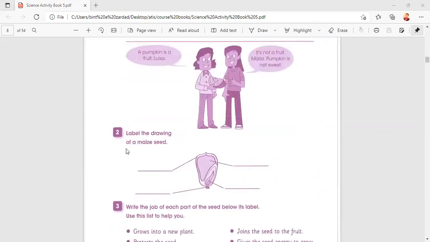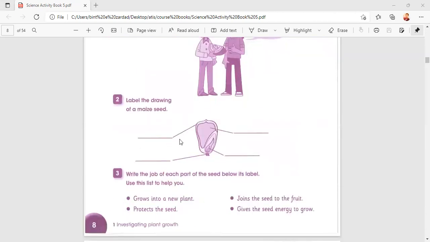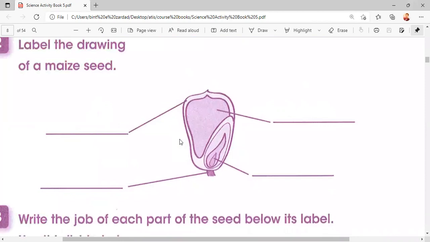Question number two, label the drawing of a maize seed. Now you can see clearly this is the outer part. The outer part is the seed coat, which protects the seed. And this one, the down portion, is the scar, joined to the fruit. This one, a small tiny plant inside the seed, is the embryo. And this one is the food store, which provides food to the tiny plant, the embryo. So: seed coat, scar, food store, and embryo.